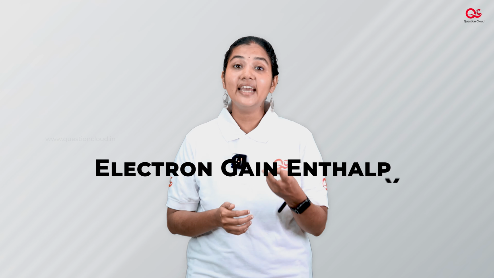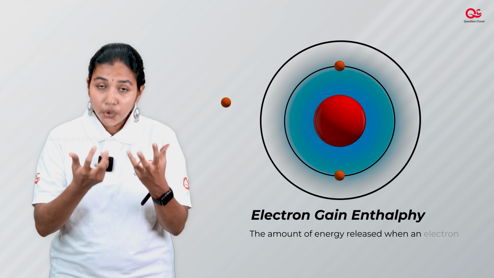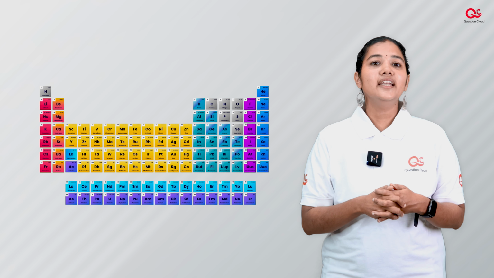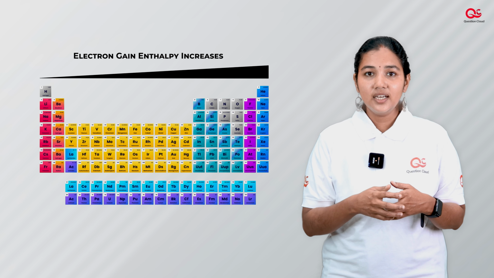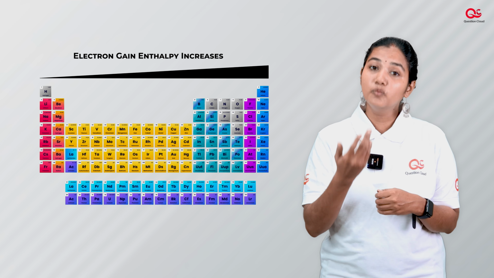Moving to the third periodic trend, that is electron gain enthalpy. Electron gain enthalpy is nothing but the amount of energy released to gain the electron in the atom. Along the period, electron gain enthalpy will be getting increased. In other words, we can say electron gain enthalpy will become more negative.